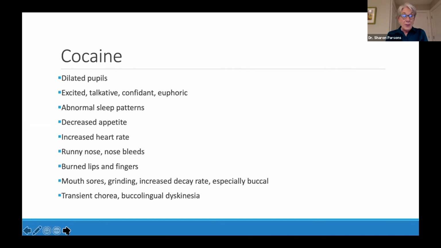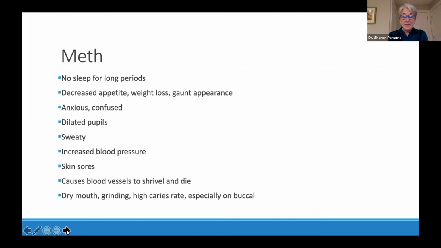Cocaine and uppers. You're going to have dilated pupils. They're going to be excited. They're going to talk. They're going to be euphoric. They're going to have abnormal sleep patterns. They're going to stay up for a long time. Decreased appetite, increased heart rate, which is going to be really important in your chair. Runny nose, nosebleeds. They may have burned lips. They may have little burns on their fingers, mouth sores, grinding, increased decay rate, especially on the buccal, transient chorea, buccolingual dyskinesia sometimes.